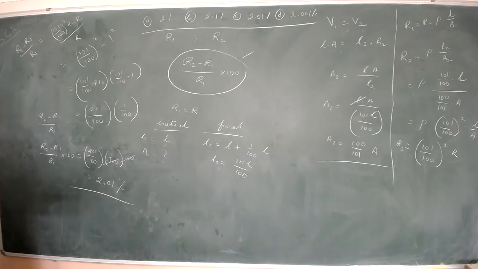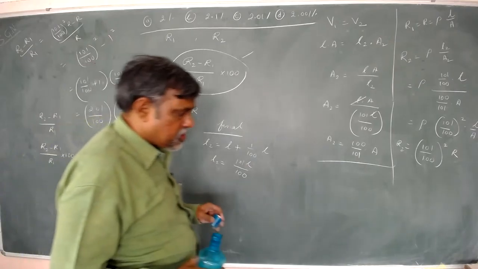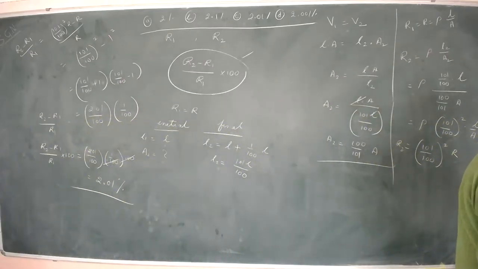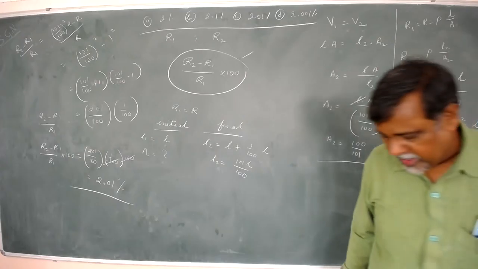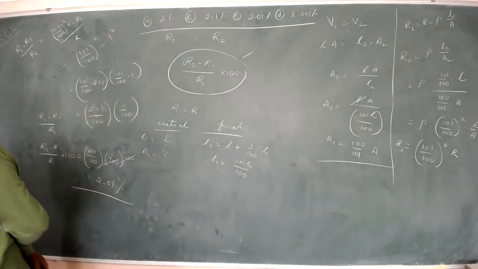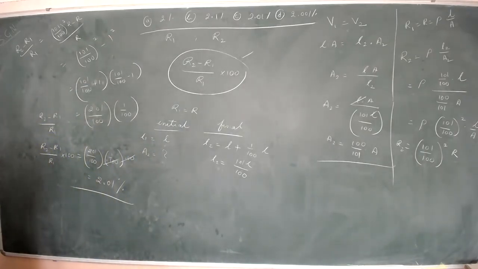Similar problem I will give you. You try to work out now. Time is over. The area of cross section of a wire is reduced by 0.1%. Calculate the percentage change in resistance.